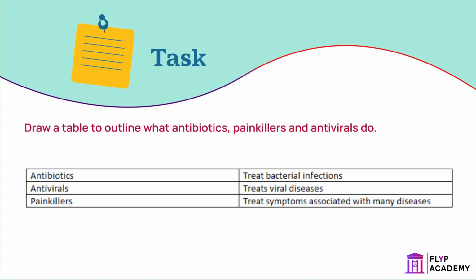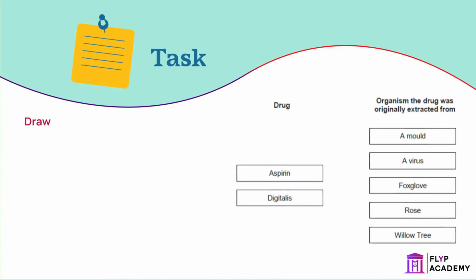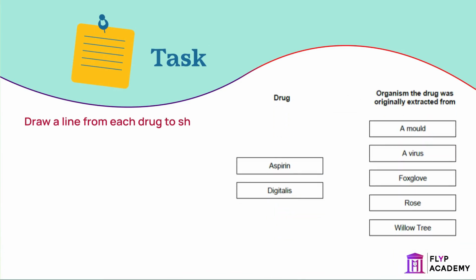Existing drugs and new compounds, discovered or made in labs, are used to research new medicines. Chemists working in the pharmaceutical industry test and adapt the compounds to make more effective drugs. Task: draw a line from each drug to show where it originally came from.